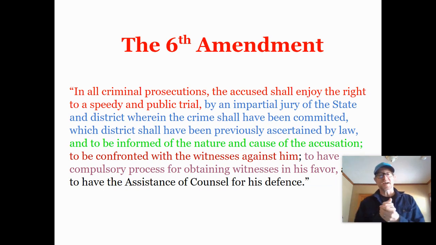Now, in addition, at the national level, that part you hear about, "if you can't afford one, we'll provide one for you," was only true in capital cases. So cases where the penalty was death or life in prison. The national government would only provide you a lawyer if you couldn't afford one in those cases. Otherwise, if you couldn't afford one, you didn't get one. Okay? It wasn't until 1938 in Johnson versus Zerbst that they extended that protection to all federal cases, regardless of whether they were capital or non-capital. However, that right still had to be incorporated to the states.